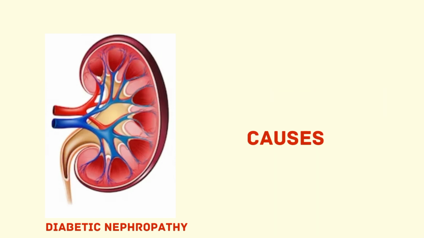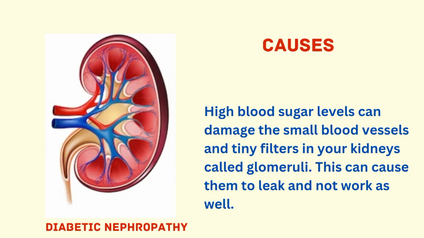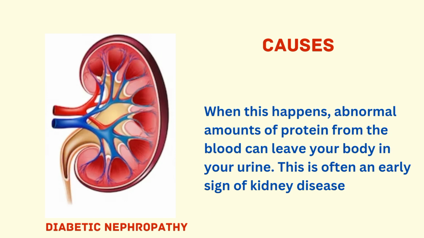Now let us see the causes. High blood sugar levels can damage the small blood vessels and tiny filters in your kidneys called glomeruli. This can cause them to leak and not work as well. When this happens, abnormal amounts of protein from the blood can leave your body in your urine. This is often an early sign of kidney disease.